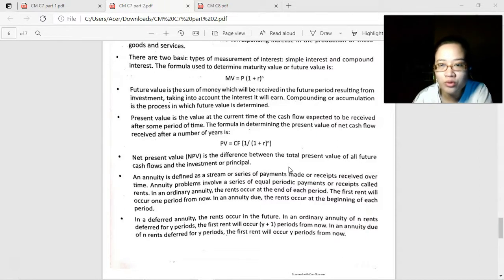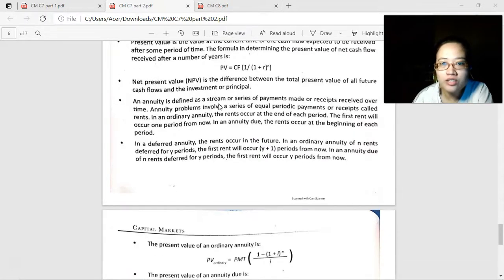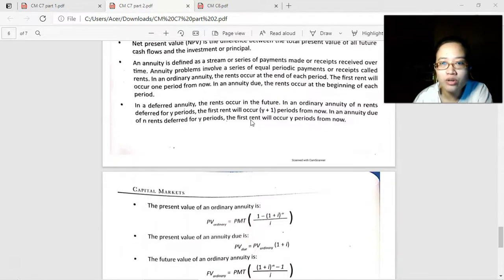Net present value, difference between the total present value of all future cash flows and the investment or principal. Okay. Annuity, stream or series of payments or installments made or receipts received over time. Annuity problems involve a series of equal periodic payments or receipts called rents. In ordinary annuity, the rents occur at the end of each period. The first rent will occur one period from now. In an annuity due, the rents occur at the beginning of each period. In a deferred annuity, the rents occur in the future.